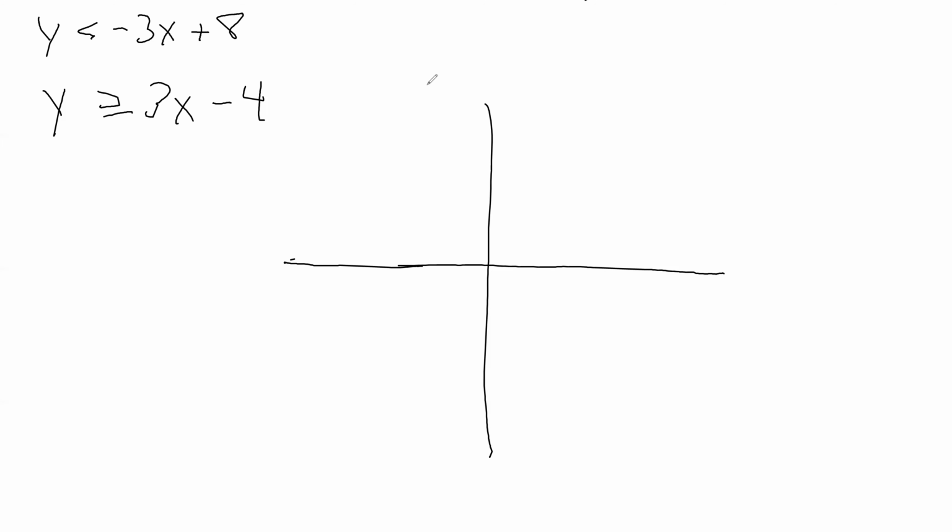The first one is going to have a y-intercept at +8. So I'm going to say that's where 8 is. And my slope is -3. So I'm going to go down 3 and over 1. If m equals -3, I'm going to go down and to the right. So down 1, 2, 3, over 1. We'll say that looks good.